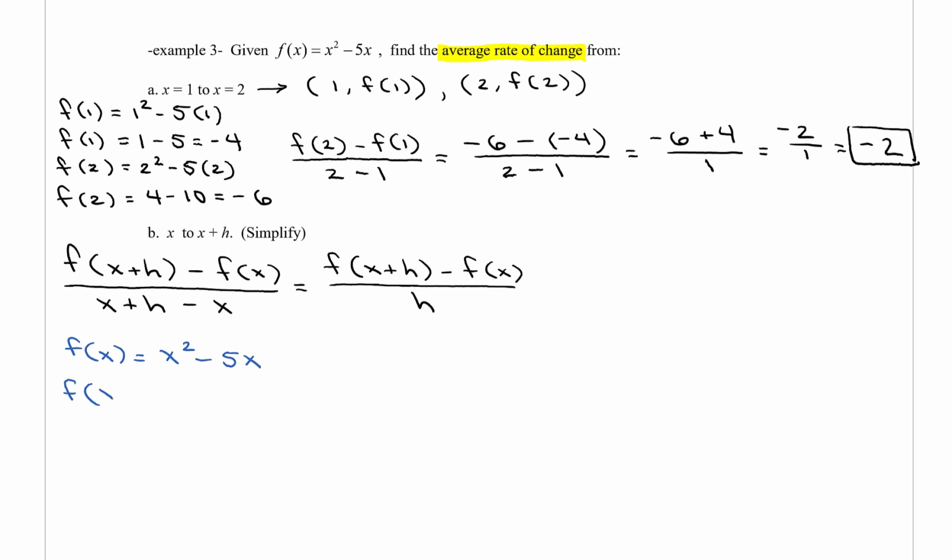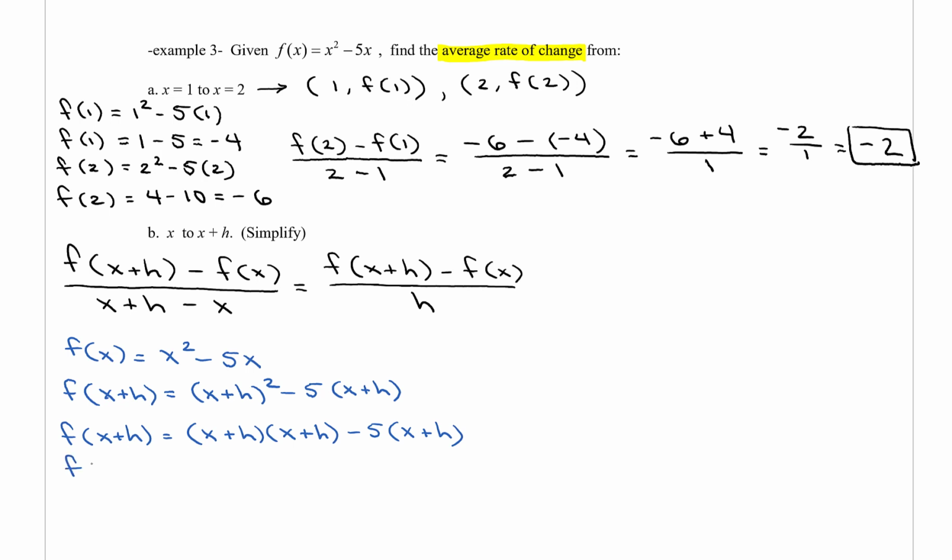So I'm going to write down f of x plus h equals x plus h quantity squared minus 5 times, we're going to open up a set of parentheses, x plus h, and close our parentheses. Let's go ahead and simplify this. F of x plus h equals x plus h times x plus h, then minus 5 times x plus h. F of x plus h is going to be equal to x squared plus 2xh plus h squared minus 5x minus 5h.